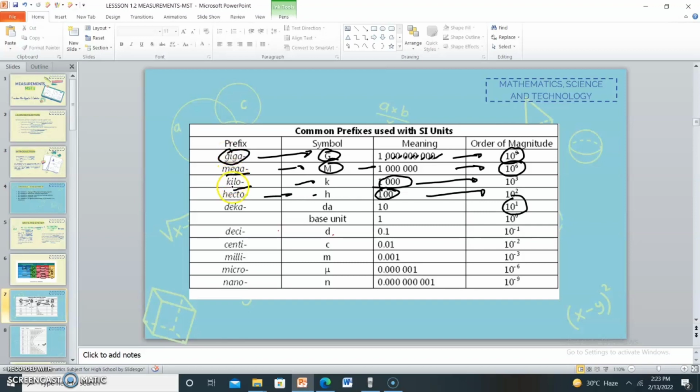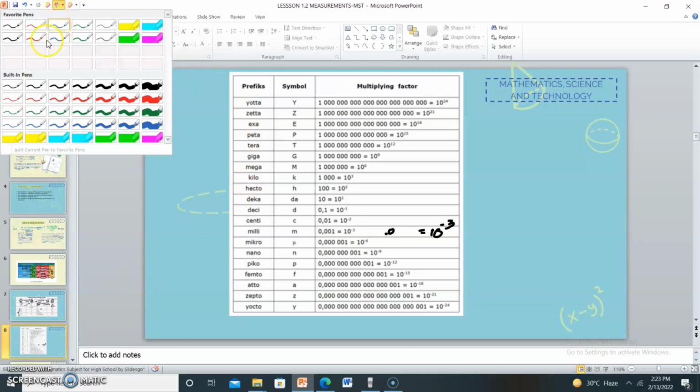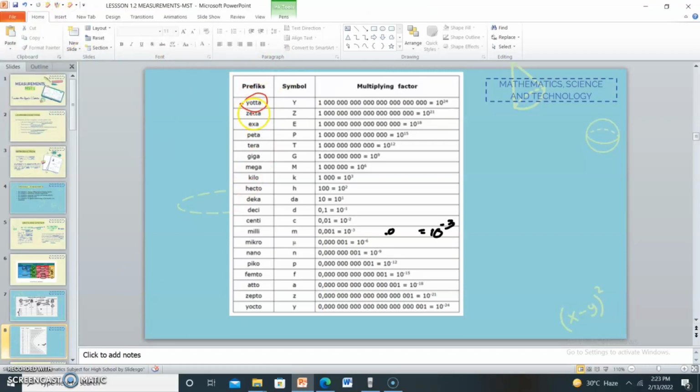So giga, mega, kilo, down to deca, the opposite of this is deci, centi, milli, micro, and so on, beginning with negative exponents. So that is the common prefixes used with other units. And there are also additional ones, which are yotta, zetta, exa, peta, tera. Then pico, femto, atto, zepto, yocto. Those are the opposite prefixes.